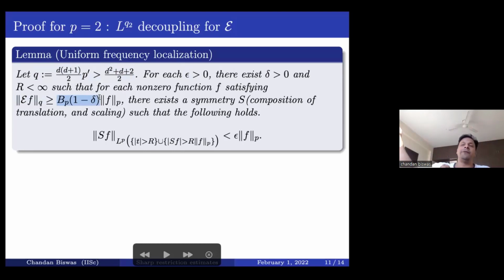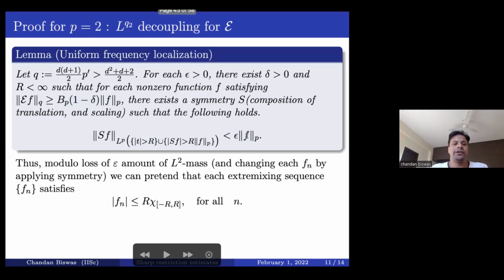So we have to either translate or scale it, so that after applying the symmetry, the LP norm of f outside this set, where t is bigger than r and where f is bigger than r, is less than epsilon. In other words, given any epsilon, if we are allowed to lose an epsilon amount of LP mass, then every single near extremizer is supported on the fixed compact interval minus r to r. Also, it is uniformly bounded. It is at most r. So thus, modulo loss of an epsilon amount of L2 mass, we can pretend that an extremizing sequence satisfies this.